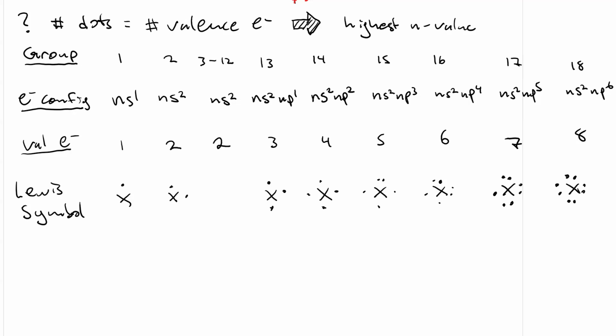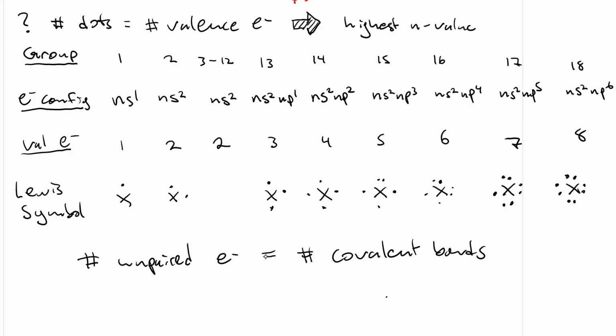The reason these quadrants matter is the number of unpaired electrons is equal to the number of covalent bonds possible. We'll call it the bonding capacity.